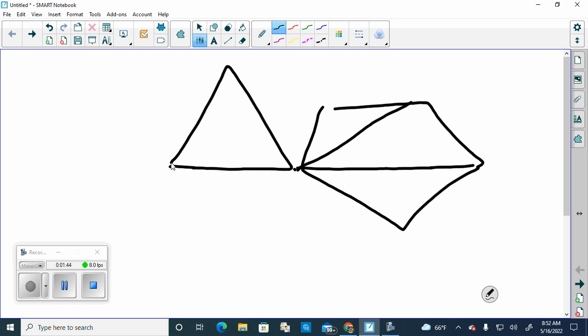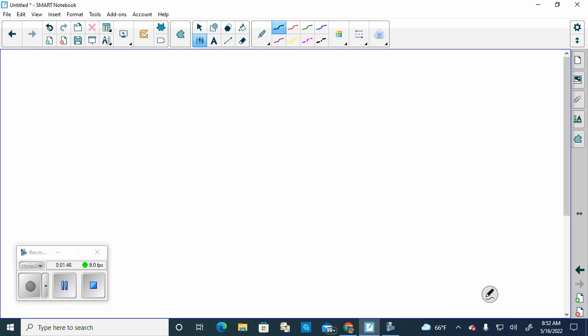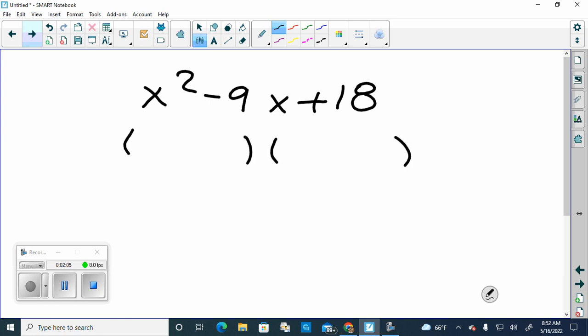Okay. How about this one? So you can retain this: x squared minus 9x plus 18, and I want to factor. I'm going to break that apart. You split the x's up into 2 separate parentheses, with the x's on each side. And then the minus on the 9 indicates, what are my signs going to be? It's both negative.